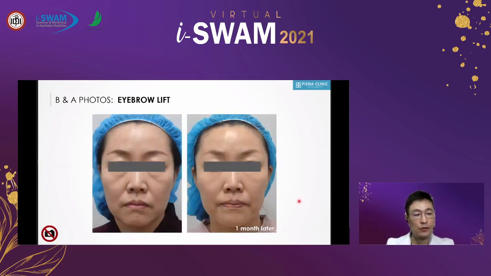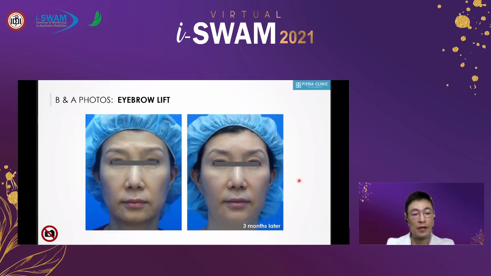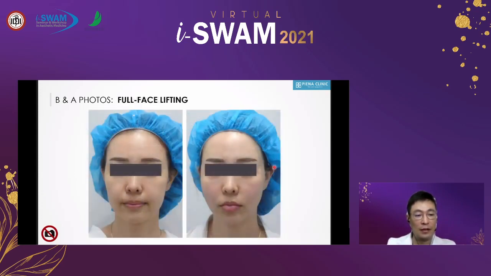And these are before and 1 month after photos. There is a noticeable eyebrow lifting result, and the lateral canthus is obviously lifted as well. Even 3 months after treatment, the lifting effect of her eyebrows is well maintained, thanks to the reverse direction technique. And this lady had a thread lifting procedure based on a design like this.